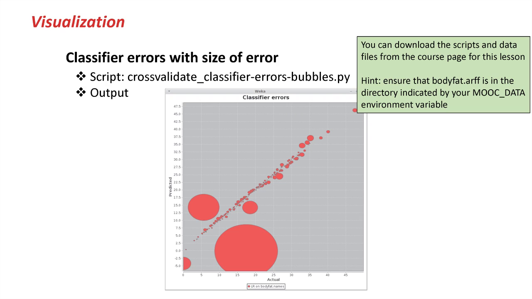And for the first script, we'll want to plot the classifier errors obtained from a linear regression regressor on a data set and plot these. But not just actual versus predicted, but also take into account how bad the error is.